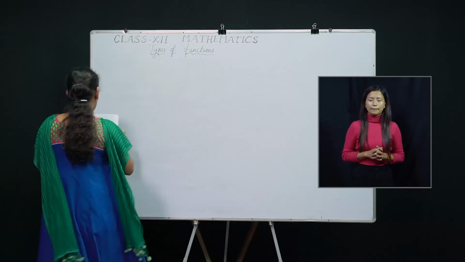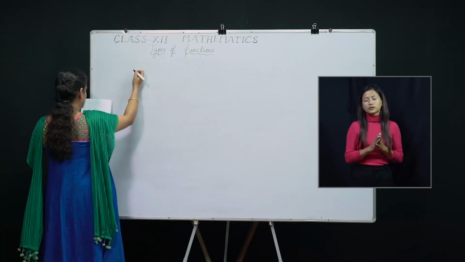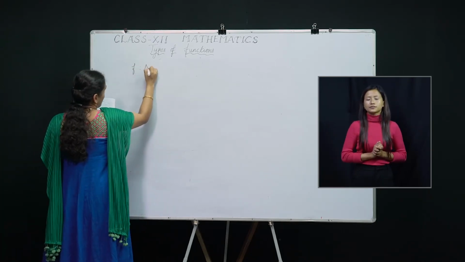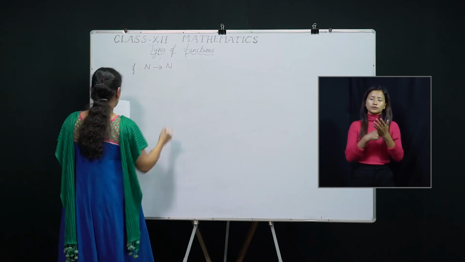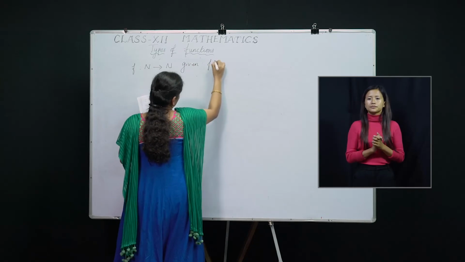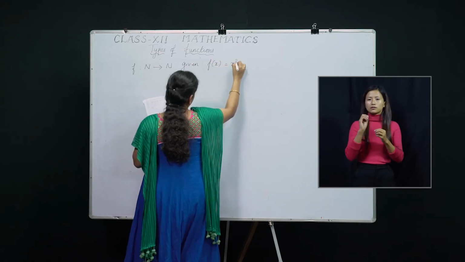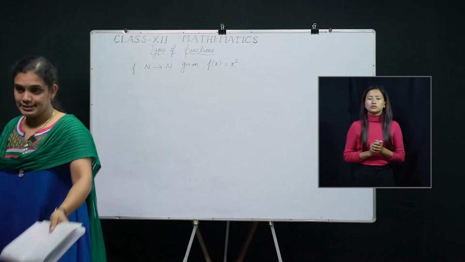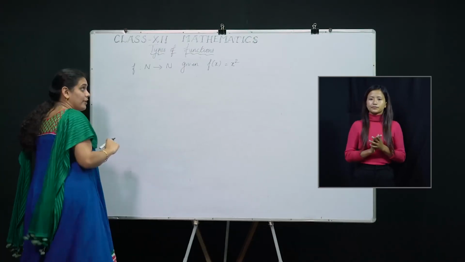I'll show you only one problem, how to check the injectivity and surjectivity of a function f from N to N. N is for natural numbers, you know, right? And it is given by f(x) equal to x squared. This is the function defined like this. Let us check for 1 to 1 and onto.